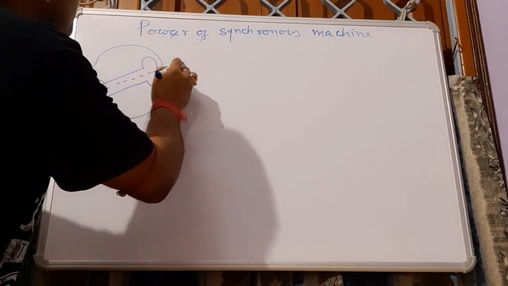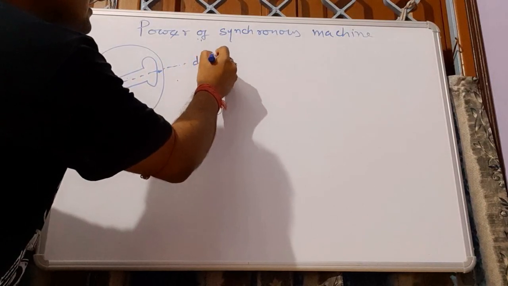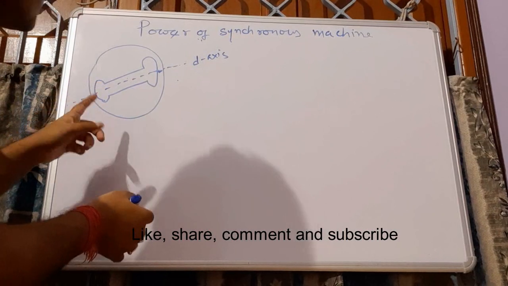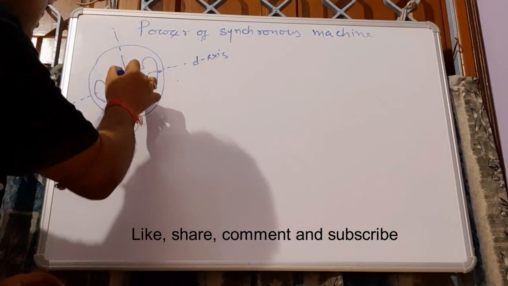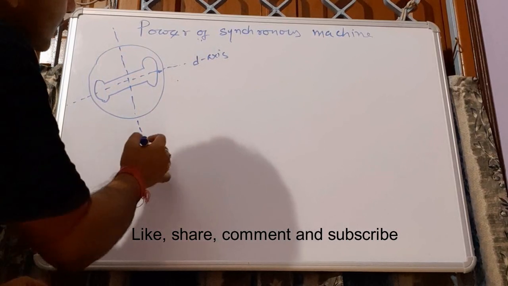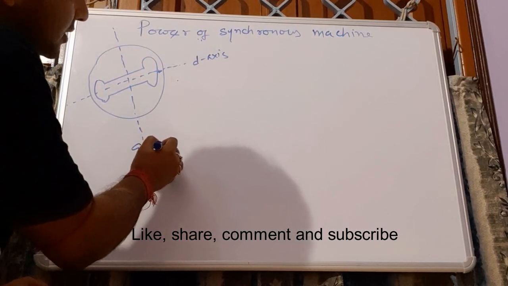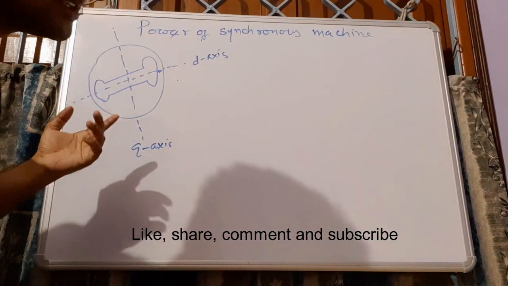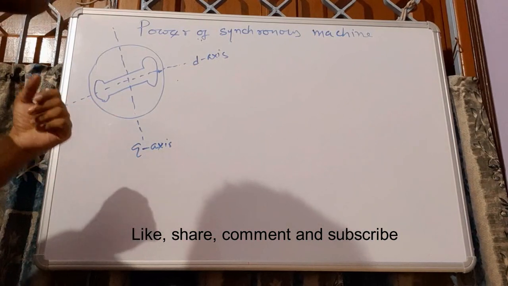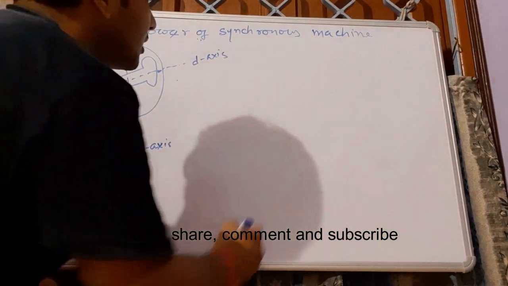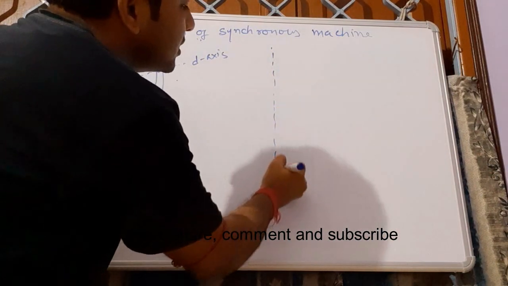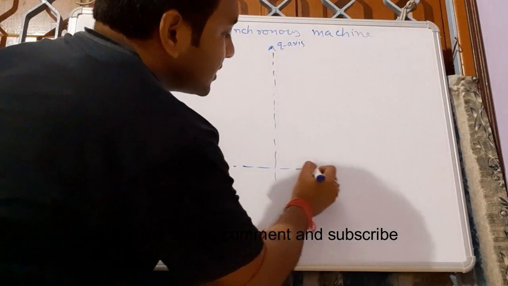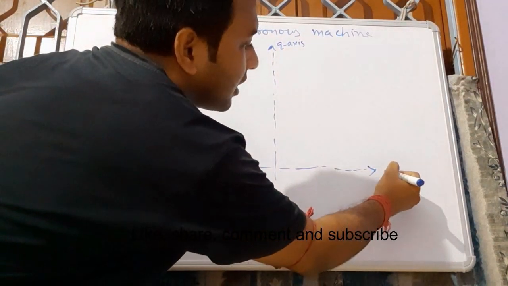Okay, so there is a position where the air gap between rotor and stator is very minimum. This can be denoted as the direct axis, D axis. And there is one position where the air gap between stator and rotor will be maximum. This can be denoted as the quadrature axis, Q axis. Now if we draw the phasor diagram of this salient pole synchronous machine, suppose we denote the y axis as Q axis and the x axis as D axis.